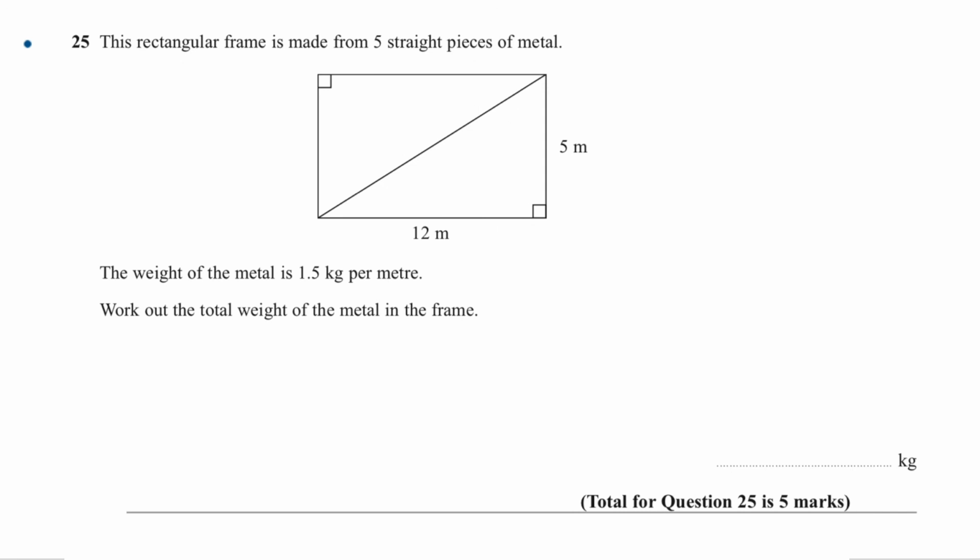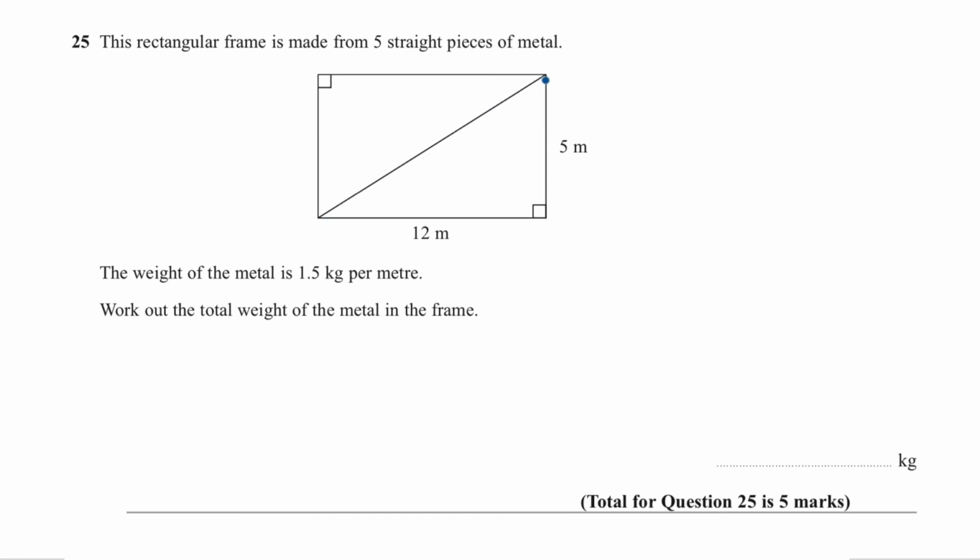Question 25. This rectangular frame is made from 5 straight pieces of metal. The weight of the metal is 1.5 kilograms per meter. Work out the total weight of the metal in the frame. So we've got 5 pieces of metal. Two are marked with their lengths, 12 meters and 5 meters. So that one must be 5 as well, and that one must be 12.